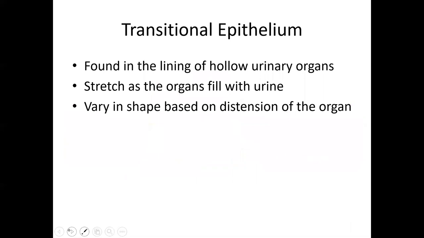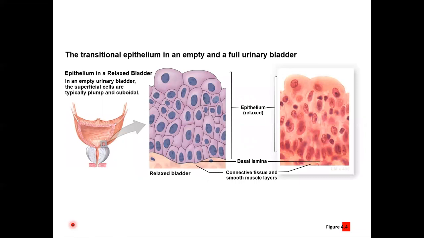Transitional epithelium, you find in the bladder. I suppose in the umbilical cord too, but really the bladder. The shape varies on the distension of the bladder. As the bladder fills, it stretches the cells out. So here you see this transitional epithelium in an empty bladder, and they look kind of cuboidal. When the bladder fills up, they stretch out and they look more columnar.